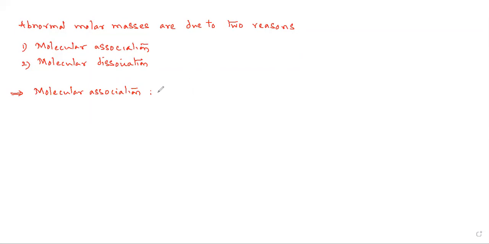See, in general, because of the molecular association, number of particles decreases. See, when number of particles decreases, it actually leads to decrease in the magnitude of colligative property, because these two are directly related.